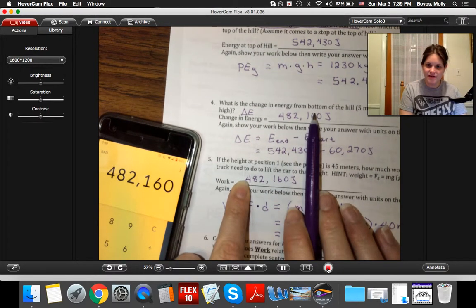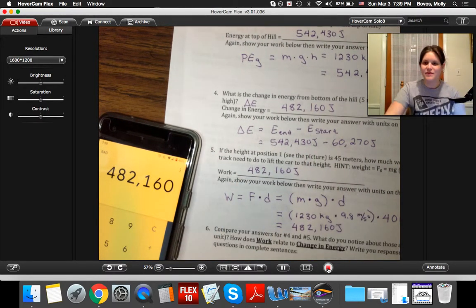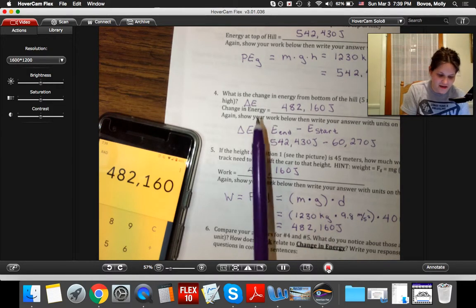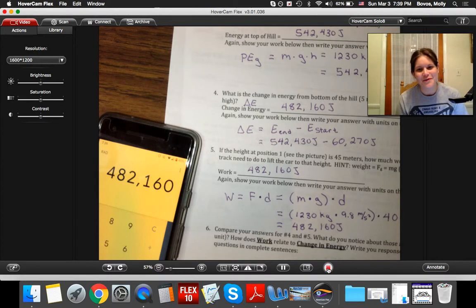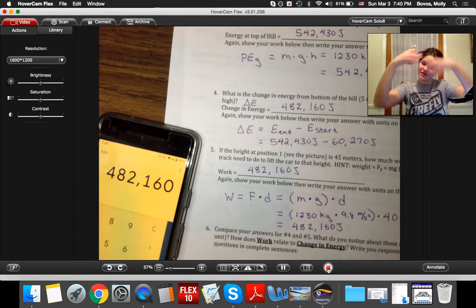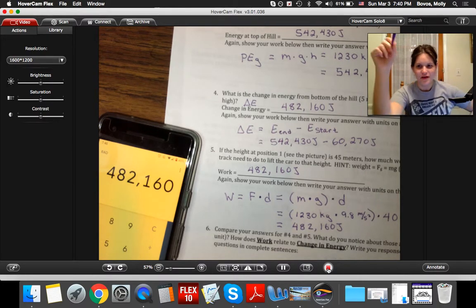Boom! Yes, it does! Remember when you wrote down your word of the day and I told you that delta E is equal to work? It is in fact equal to work. Boom! We just brought things together. Isn't that amazing? All right.